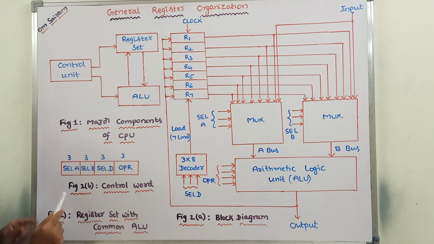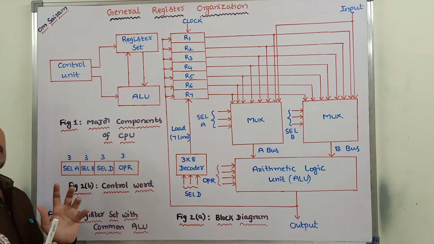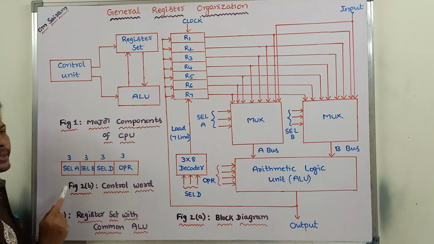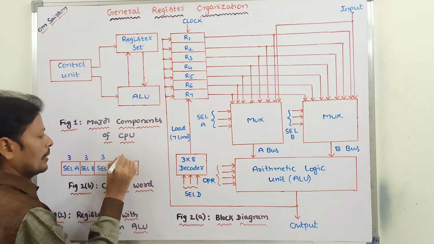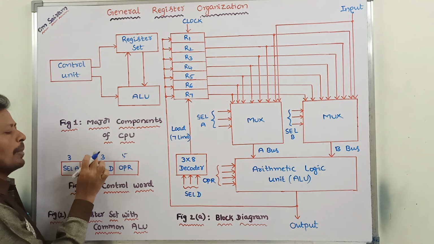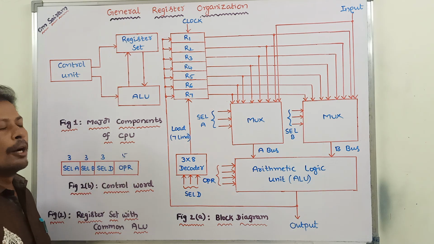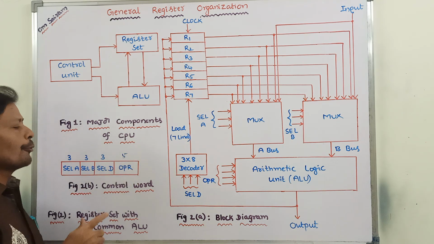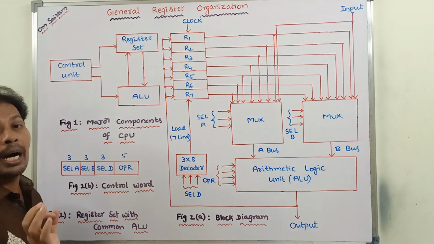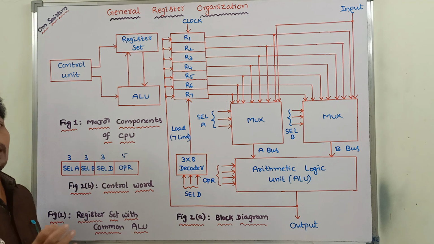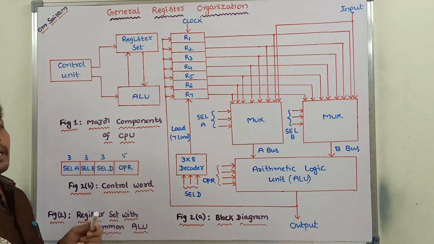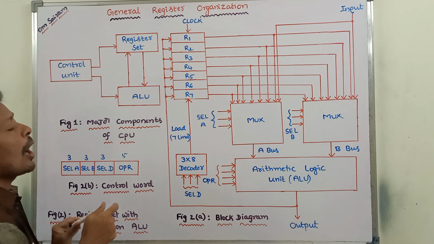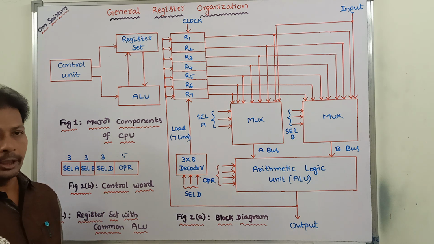Next one, this is the control word. The control word consists of 14 bits. Sorry, this is 5 bits. 3 plus 3 plus 3 plus 5, that is 14 bits. These 14 bits are nothing but selection inputs. These 14 selection input values can be formed as a control word.